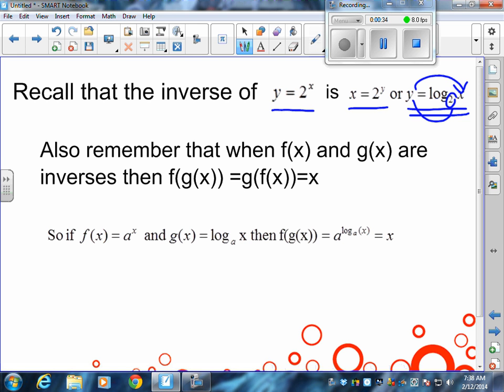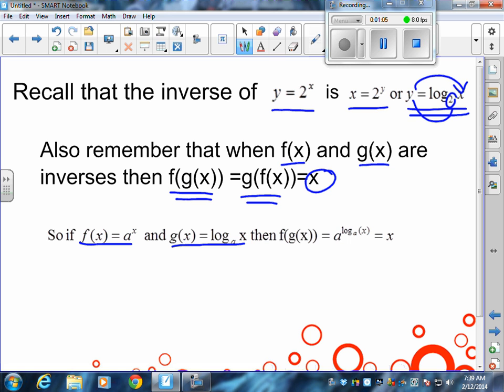Also, remember we talked about in the previous video, when we were talking about inverses, that if you have two functions, f of x and g of x, and they're inverses, then when you do f of g of x and g of f of x, they'll always simplify to x. So using that idea, let's say that f of x is a to the x, and g of x is log base a of x.